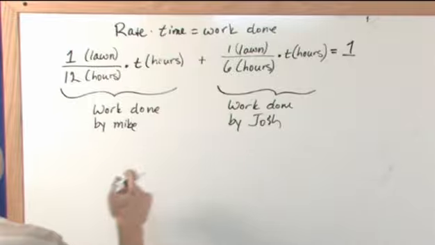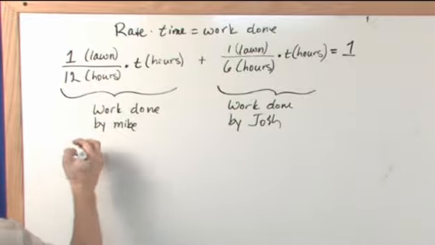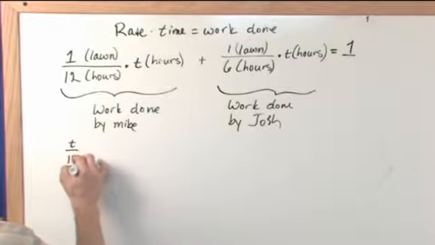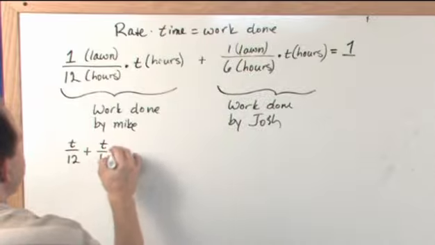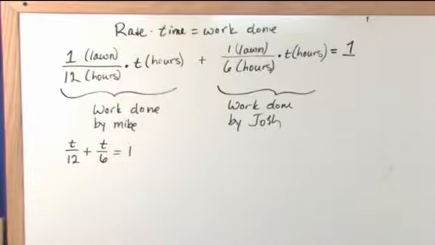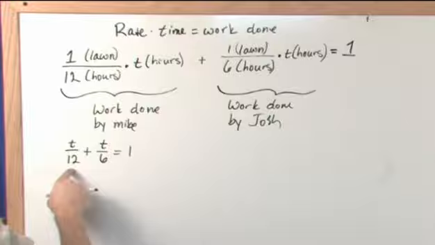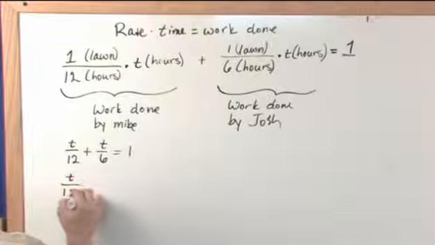So getting rid of all the units, 1/12 times T is just simply T over 12, plus 1/6 T is T over 6, and that's got to equal 1. Okay, that's got to equal 1. So we have the same problem as before. We want to simplify and solve for T, but we have two fractions with different denominators. So we're going to do our little trick.